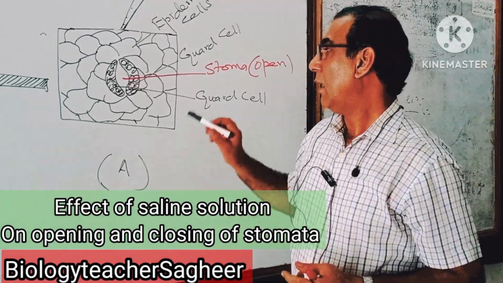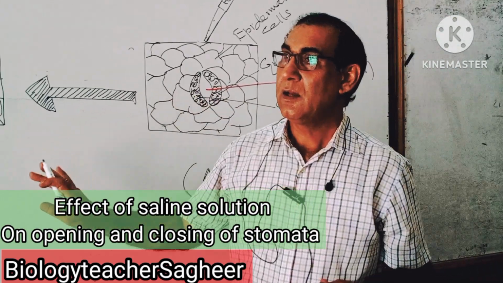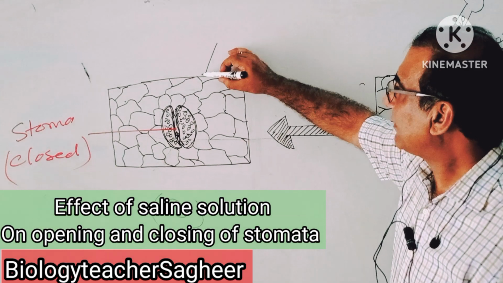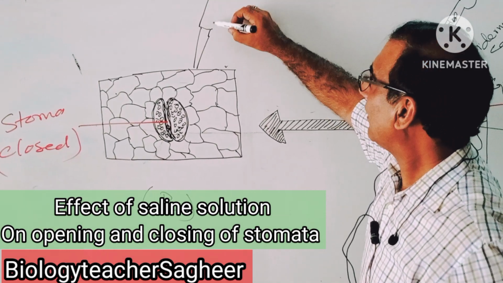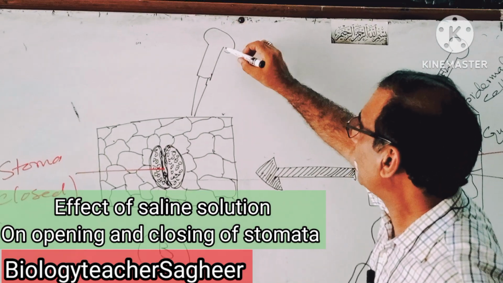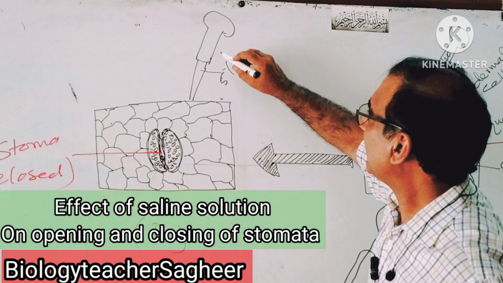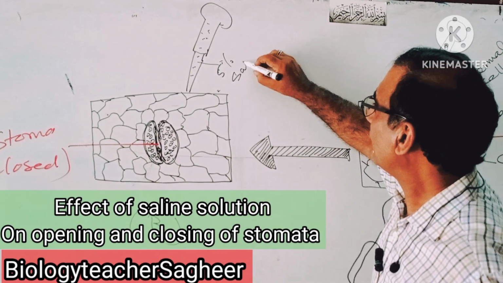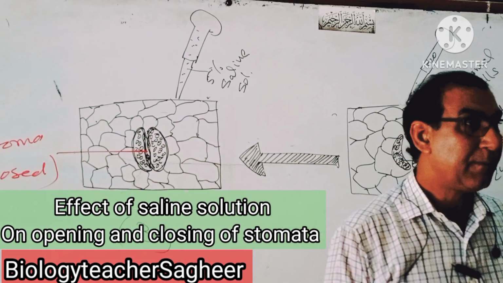Afterwards, on this very slide, we apply the saline solution. As we put the 5% saline solution by the help of a dropper, what happens?